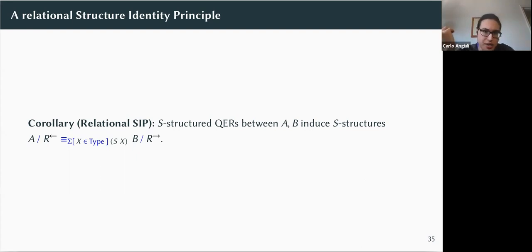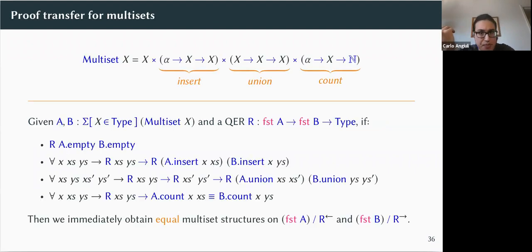Okay, so let me just close with an example of this. Let's look at the structure of having a finite multiset. If X admits a structure of finite multisets of elements of alpha, then what that means is that you have an empty multiset, an element of X. You have an insertion function that, given an element of X and an element of alpha, gives you a new multiset, a new element of X. There's a union and there's a multiplicity or counting function.